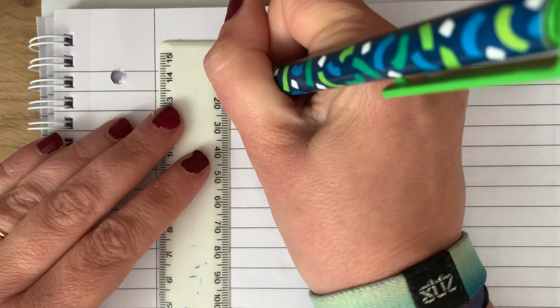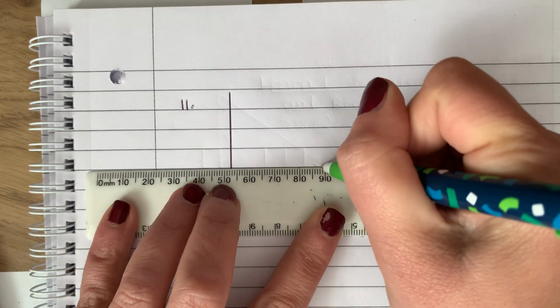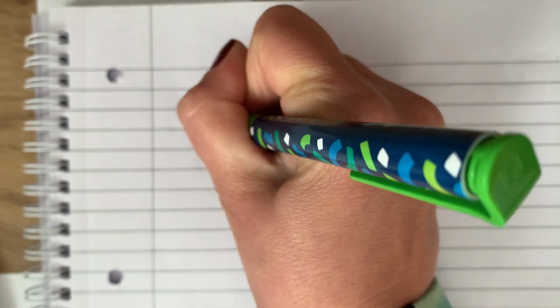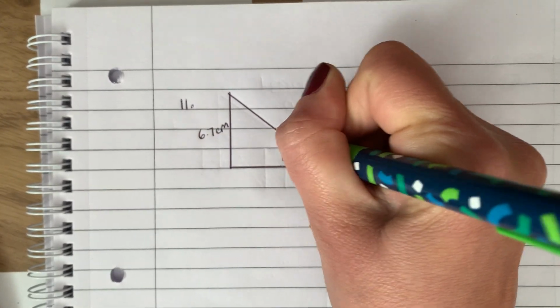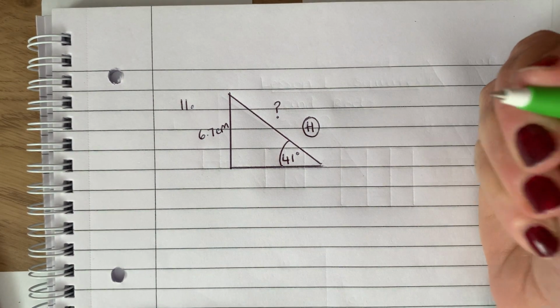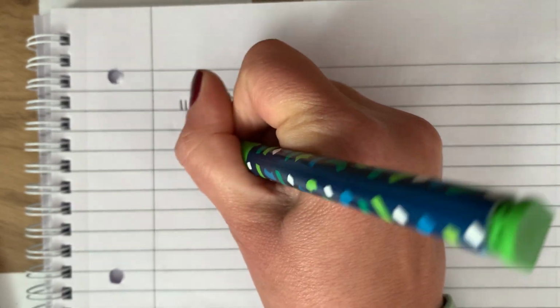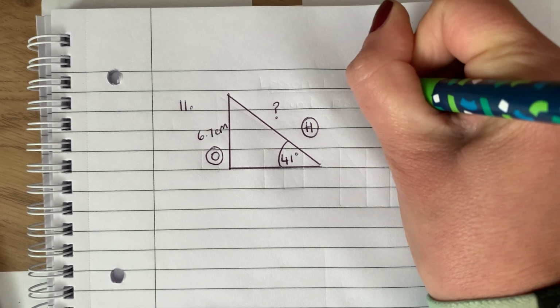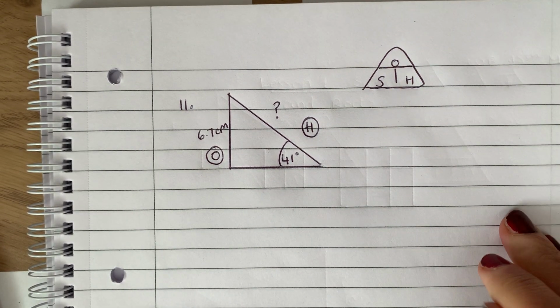So if we look at number 11, we've got 6.7 centimetres here, and we've got 41 degrees here, and we're wanting to find this side here. So this time we're wanting to find the hypotenuse, and we've got the opposite. So we are using sine, but this time I want to find the hypotenuse.